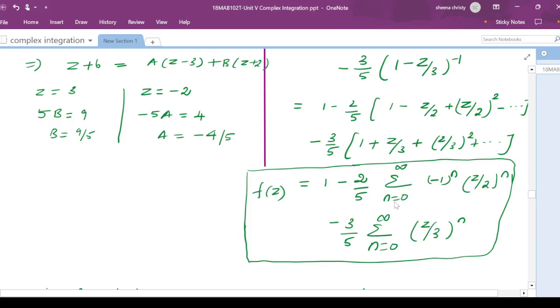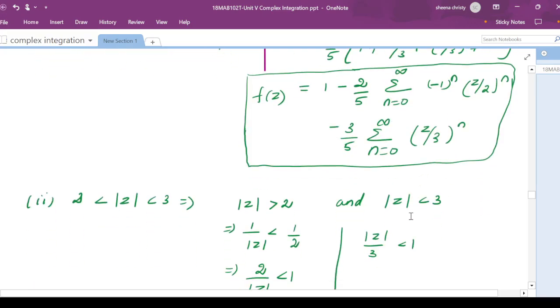In some of the problems, if they are asking for a Taylor series expansion with this kind of problem, then you can proceed in the same way. From the answer, you can see that you will have only positive powers of z, positive powers of z minus a.